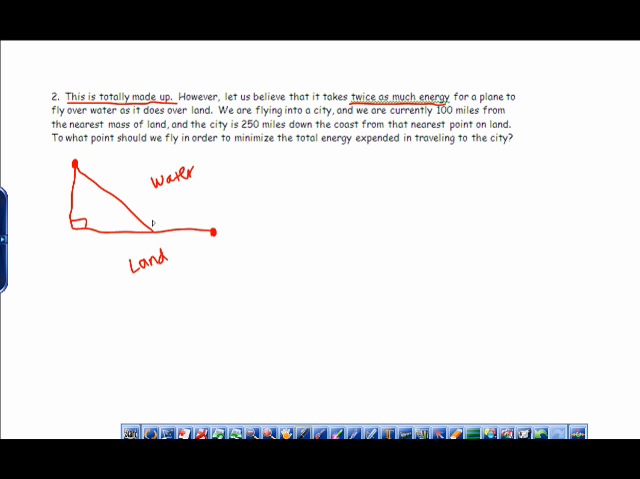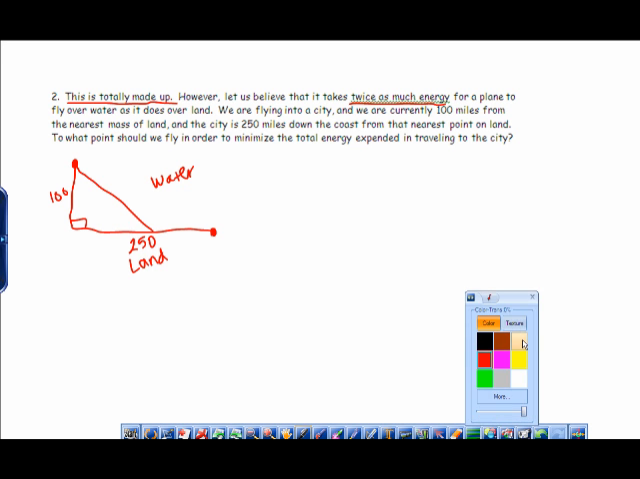Now, remember that when we did these problems before, and we did do them before, we did a beach problem, we did a bird problem, they're going to give you some information. So like they tell us that this is 100. Okay, from where we start, we're 100 miles from land. They're also going to give you this total land distance, which is going to be 250. All right, now what you've got to do is decide where to put X.